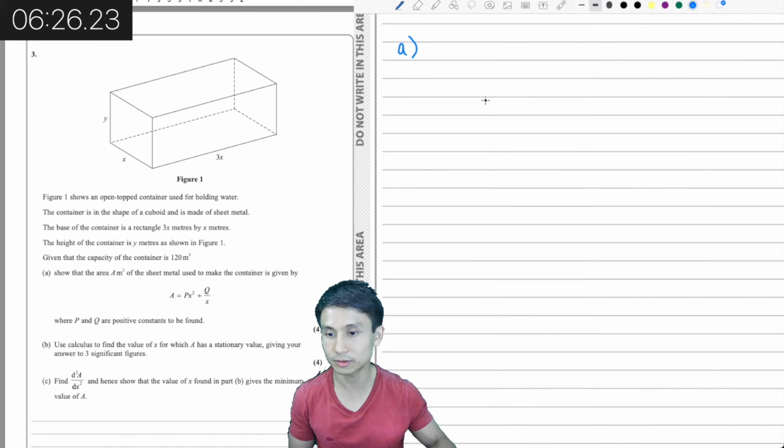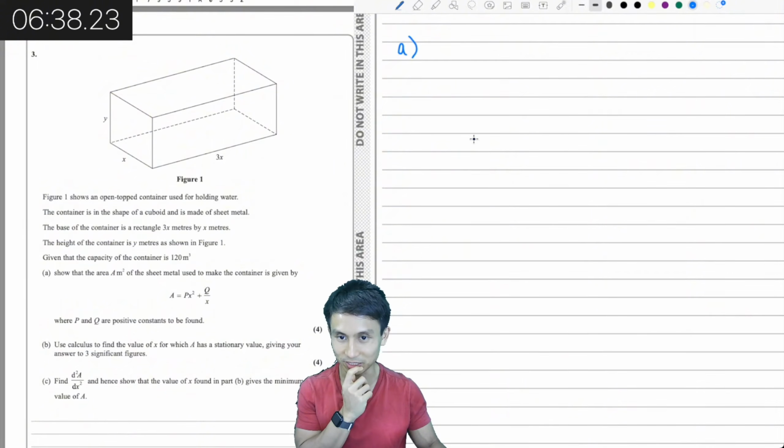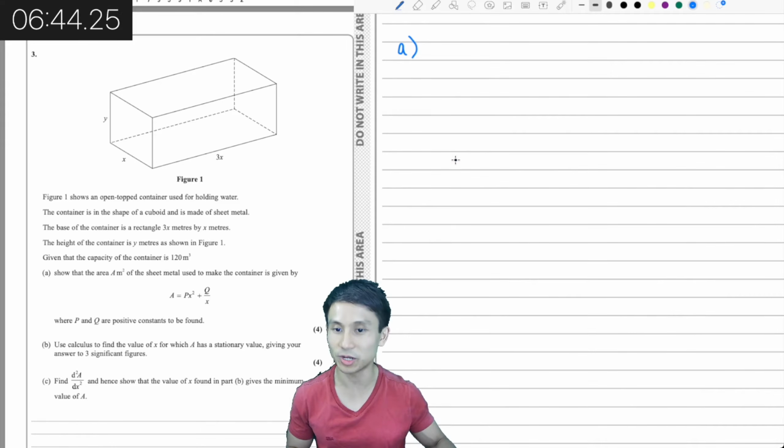Okay, A. Figure 1 shows an open-topped container used for holding water. The container is in the shape of a cuboid made of sheet metal. The base of the container is a rectangle 3x meters by x meters and the height is y. Given that the capacity of the container is 120, show that the area A of the sheet metal used to make the container is that.